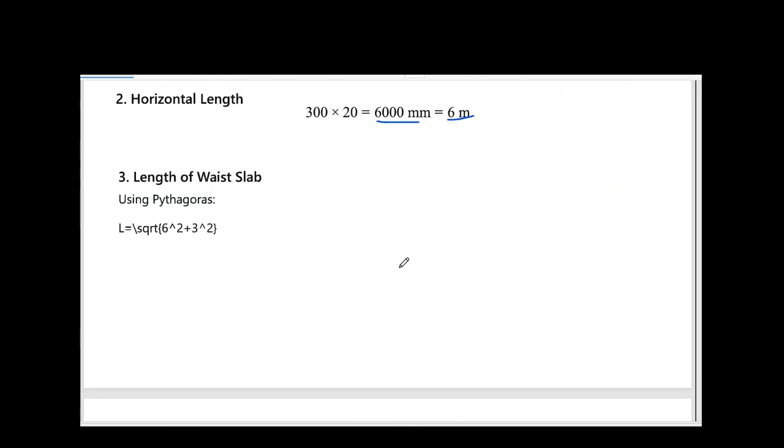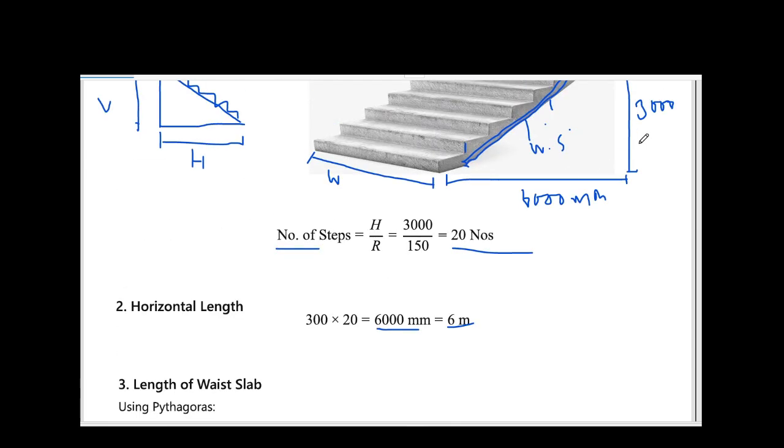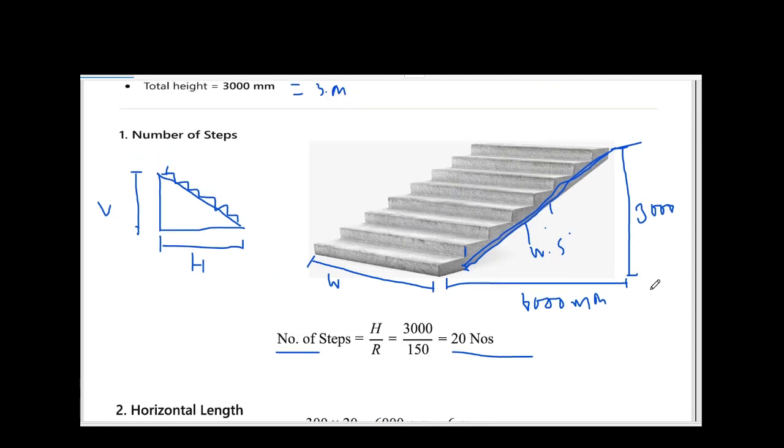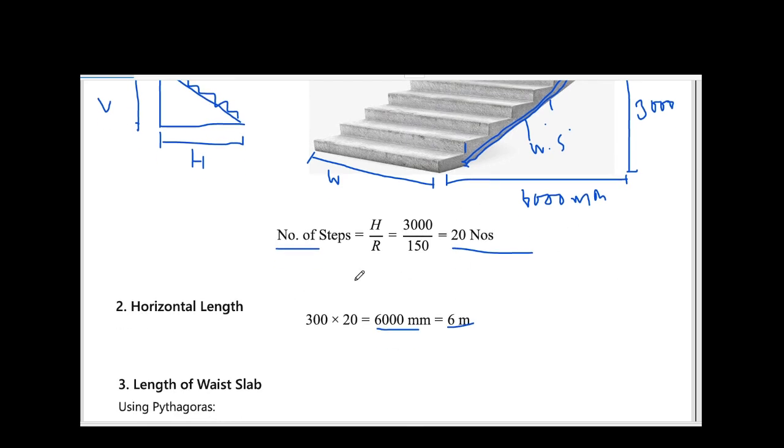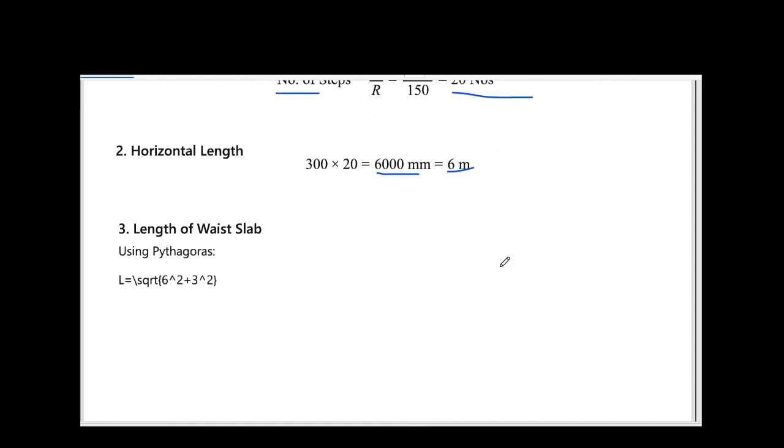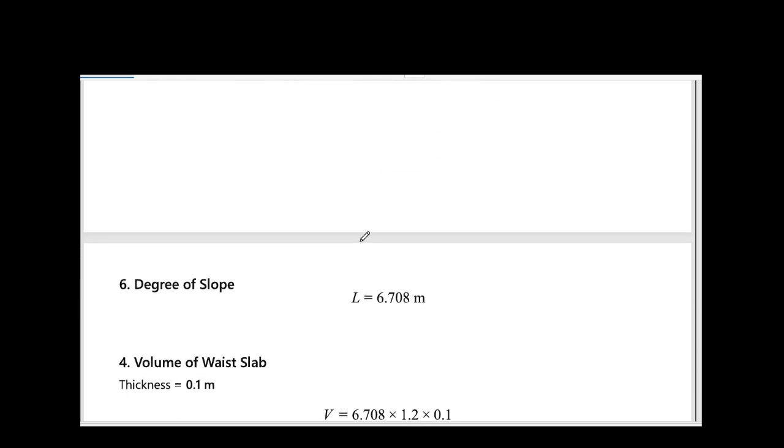The height is given as 3 meters and the horizontal length is given as 6 meters. So using the Pythagoras theorem, we have found the length of the waist slab. Finally, the length we got is 6.708 meters.